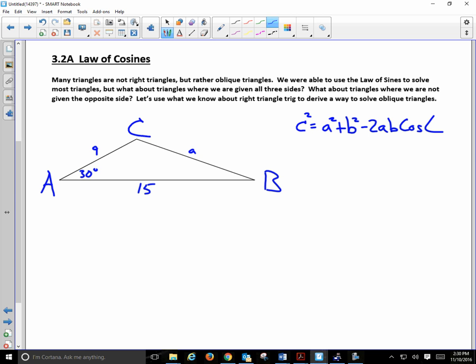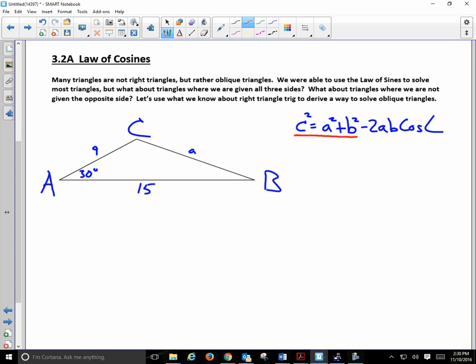Now, it looks a little bit confusing, but I just want you guys to know that there's a nice, easy way to remember this. What is that red part? It's just the Pythagorean theorem. And then you subtract off 2 times A times B, and then you remember it's the law of cosines, and it matches with the angle up front.